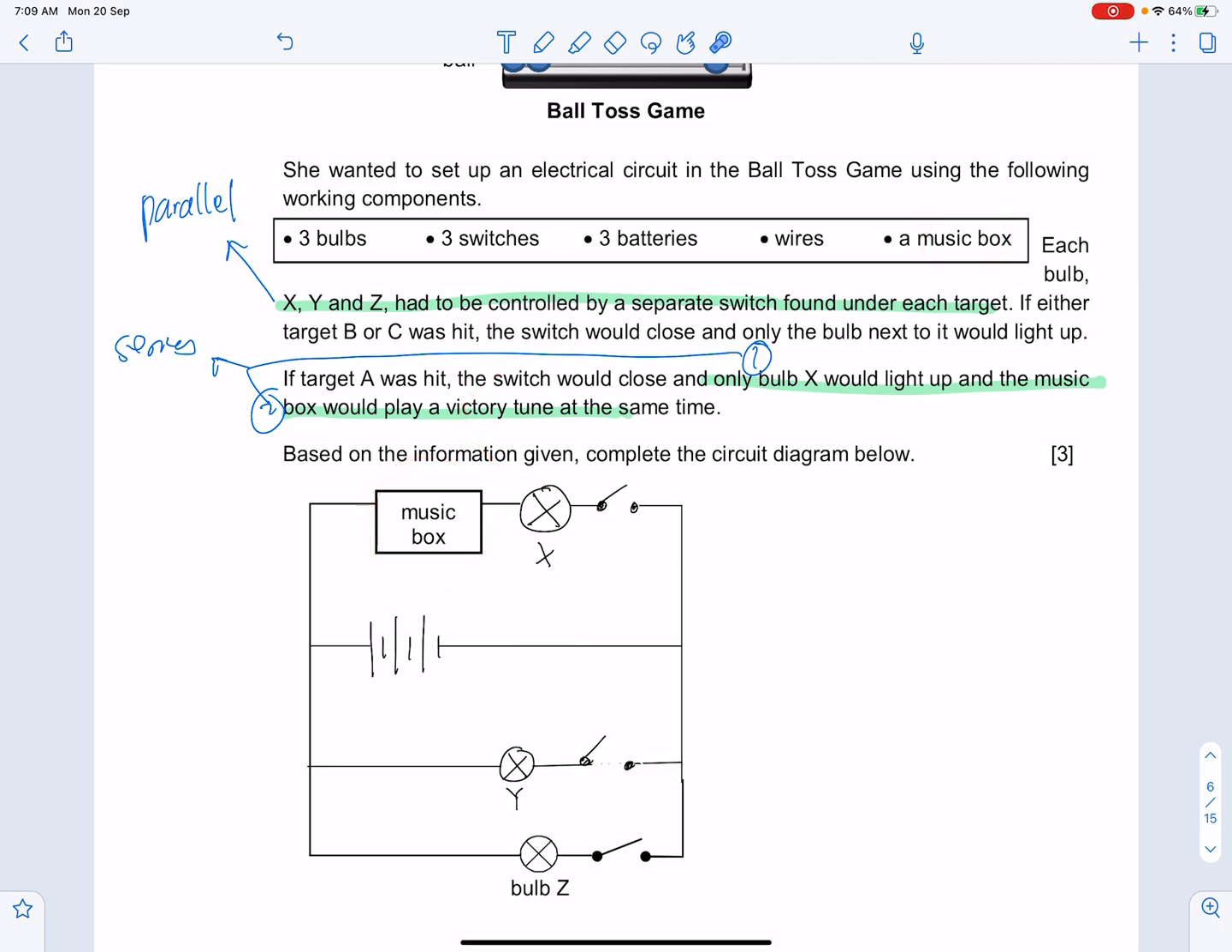So the next thing to do is to check if the pathway is closed. From positive to negative, where the switch is closed. Okay, that's good. Next one, Y, and then your Z.